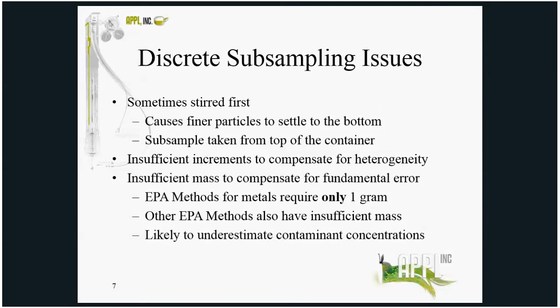And the EPA methods do not require enough sample mass to overcome fundamental error. For example, the metals method requires just 1 gram of sample. For VOCs, 5 grams are required, and for most of the other organic analysis, between 10 and 20 grams of sample.